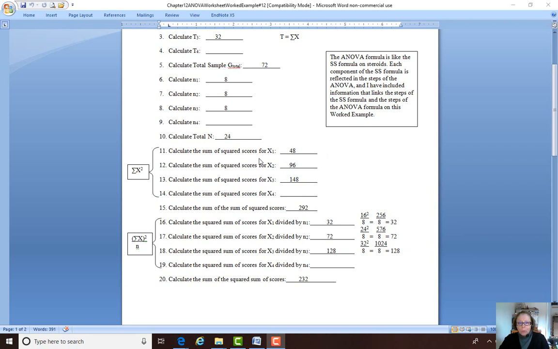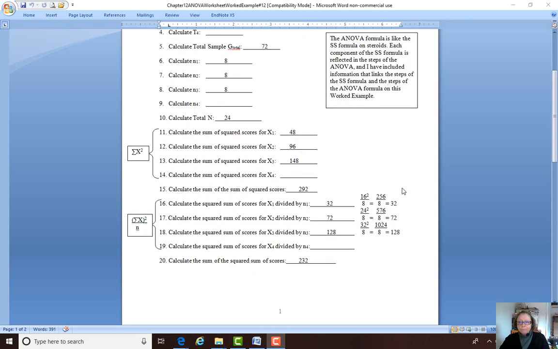So the sum of the squared scores for X1, which is also T1, since we're talking about the scores in each treatment group, sum up to those values as well. And then in the final step for this first grouping of formula steps, you just add up 48, 96, and 148, and that's where that 292 comes from.